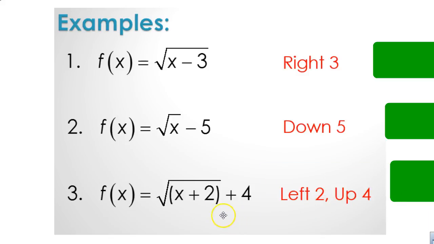Okay, so you have to get used to the fact that in the parentheses, if it's plus, it's left. If it's minus, it's right. But outside, it's exactly what you think. Down is negative, up is positive.